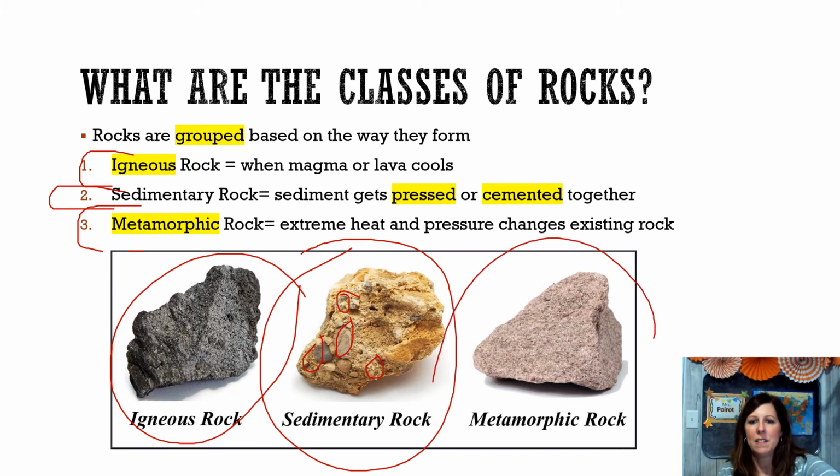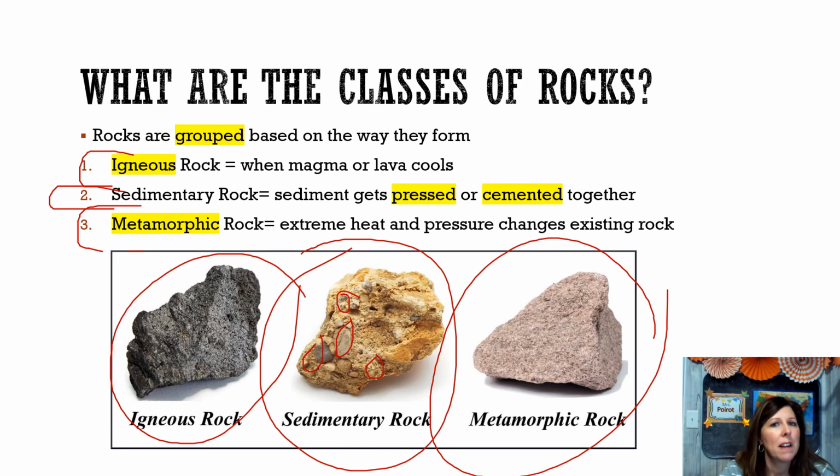Okay, and if we talk a little bit more about metamorphic rock, metamorphic rock forms when high temperatures and pressure change the texture and the mineral content of a rock. So for example, a rock can be buried in Earth's crust where the temperatures and pressure are very, very high. And over millions of years, that rock can change and new crystals can be formed.